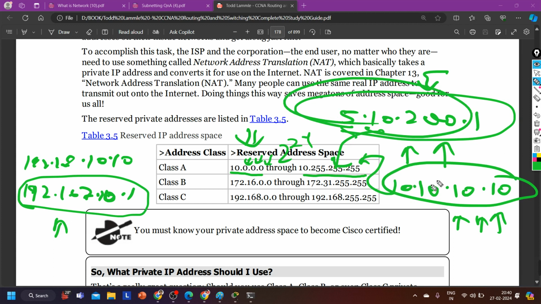This IP address is from the range, which means this one is a private IP address. Again, this IP address is not in the range of private, so it is a public IP address, and this IP address is in the range. That's why this is a private IP address.